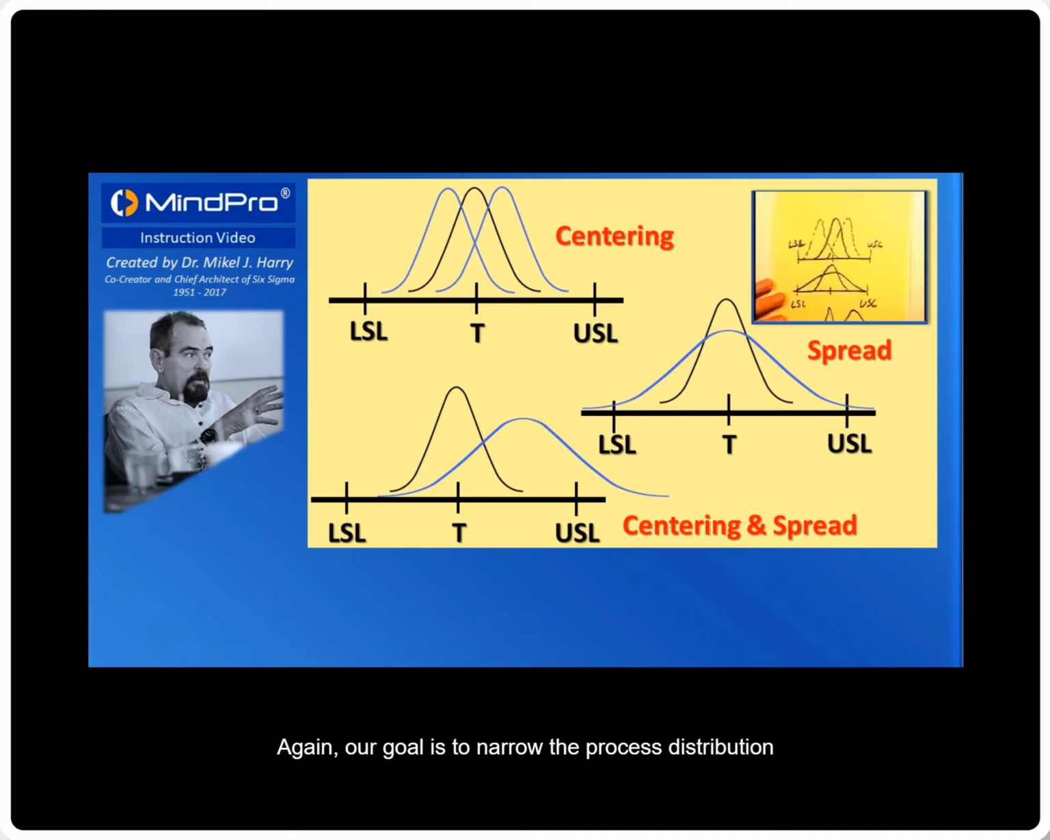Again, our goal is to narrow the process distribution capability bandwidth as much as possible and bring it over time on center. Now we have a better understanding of what we would call a process problem.